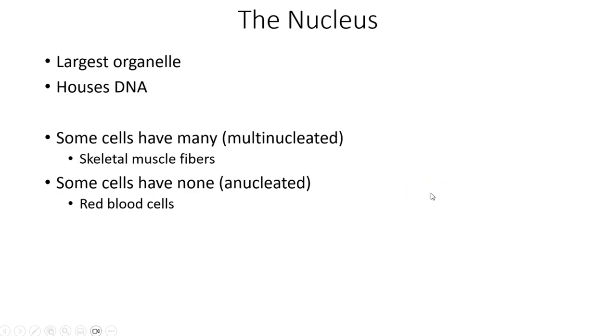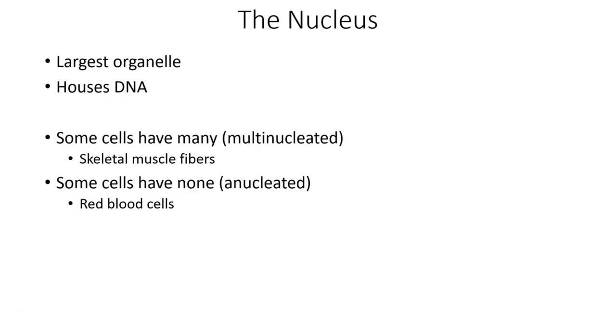So the nucleus is the largest organelle in a human cell. It is where all of the DNA is stored, and DNA stands for deoxyribonucleic acid, which is a fancy word for all of our genetic information. That is how we store all of our genes that control how we function, when we do things, what we look like, and tons of other stuff.